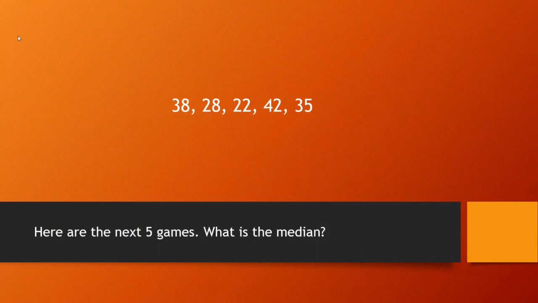Now I want you to try. Here are the next 5 games LeBron played. What is the median of this data?